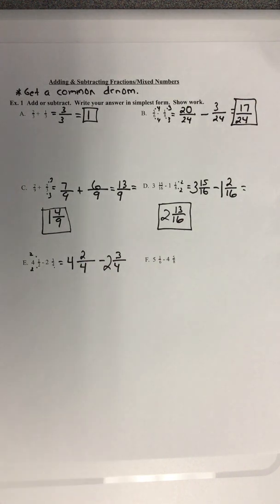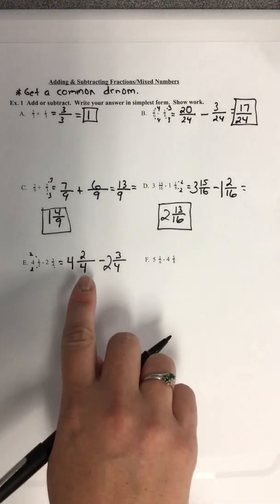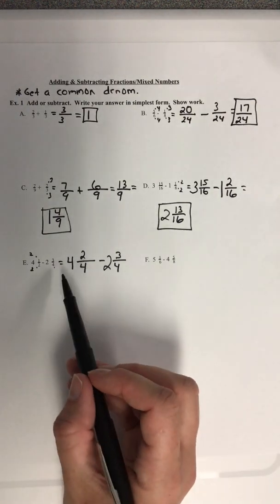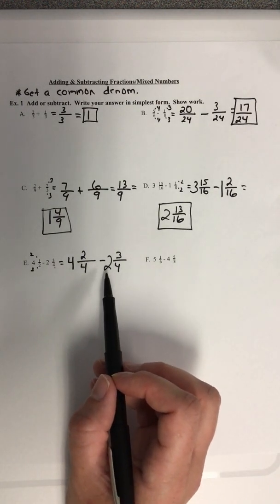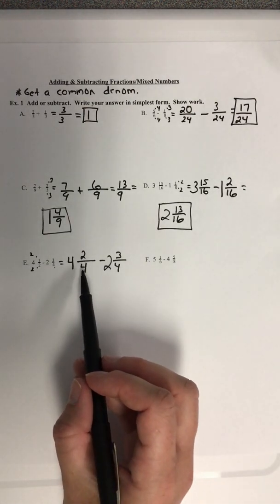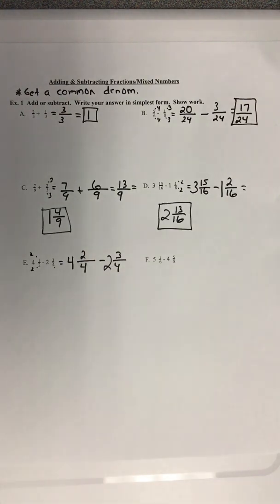If I made them top heavy, if I made them improper, I would not have to do what I'm going to have to do. I would not run into this problem. And so the problem I'm talking about is 4 2/4 minus 2 3/4. I'm taking a larger number minus a smaller number. I shouldn't have any problems with that. But when I go to take the 2/4 minus the 3/4, I have a problem.